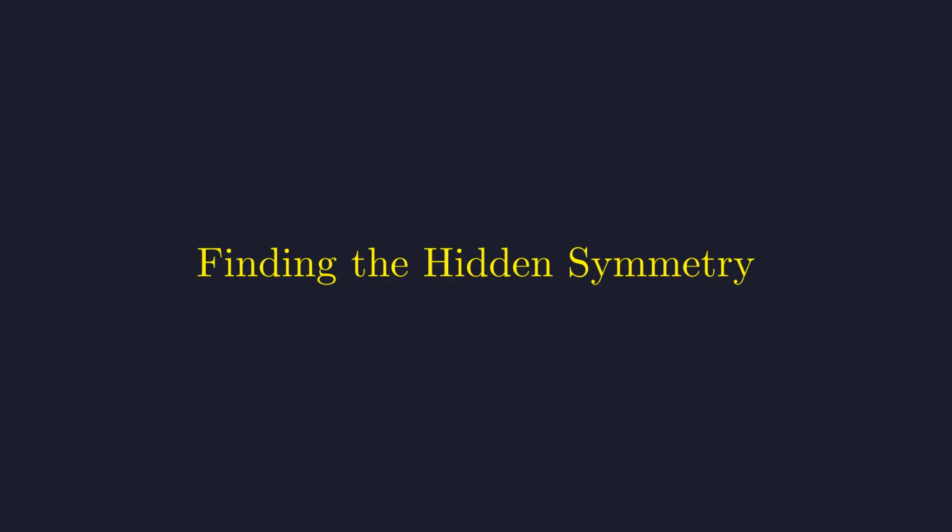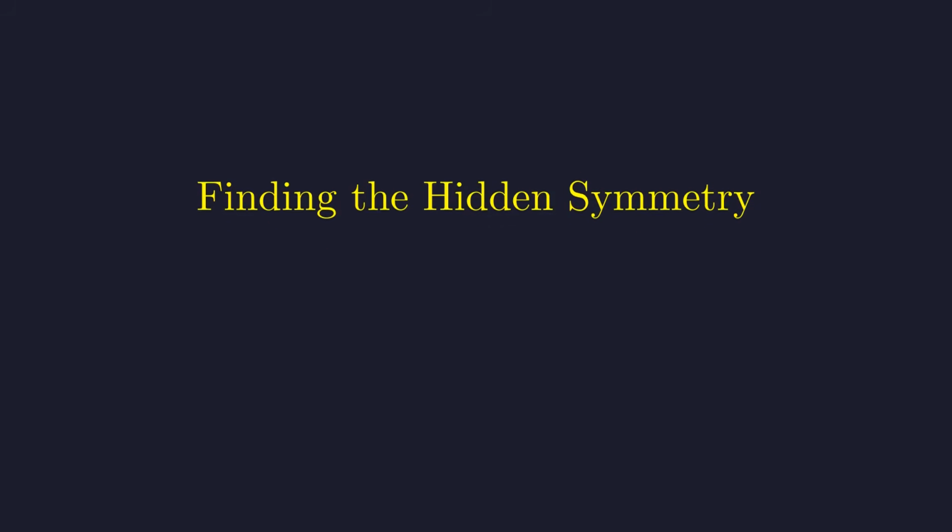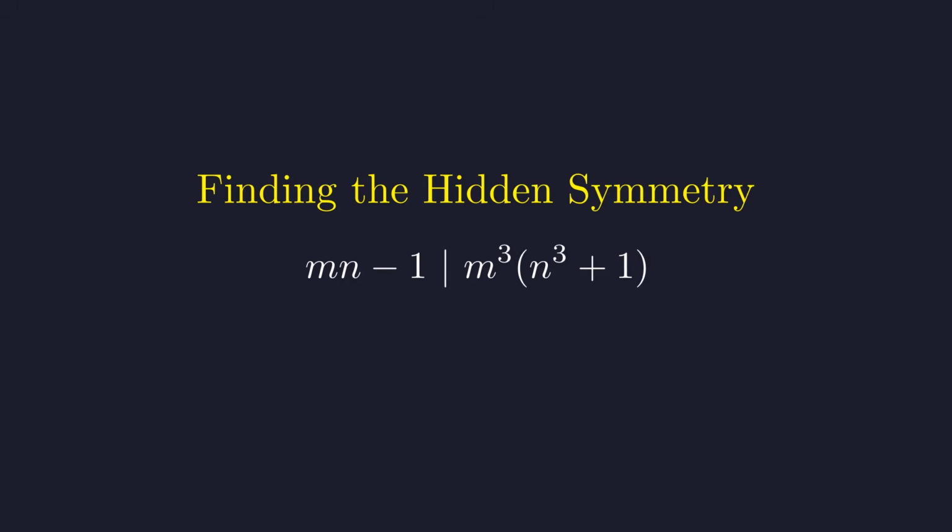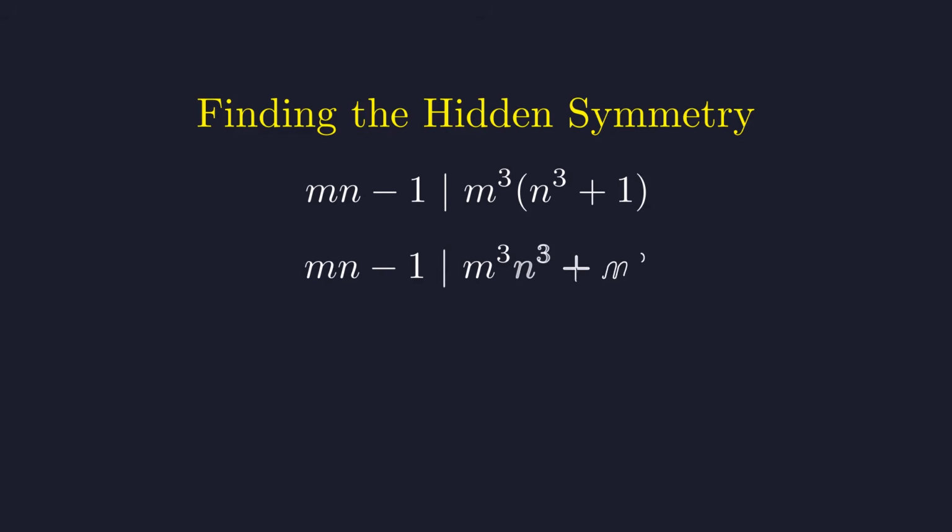This expression looks unbalanced. The n is cubed, while the m is not. Our first goal is to find a way to make the problem symmetric with respect to m and n. If m times n minus 1 divides an expression, it must divide any integer multiple of it. This move is logically sound. Let's see what it accomplishes. We distribute the m cubed, and now we have the term we wanted.